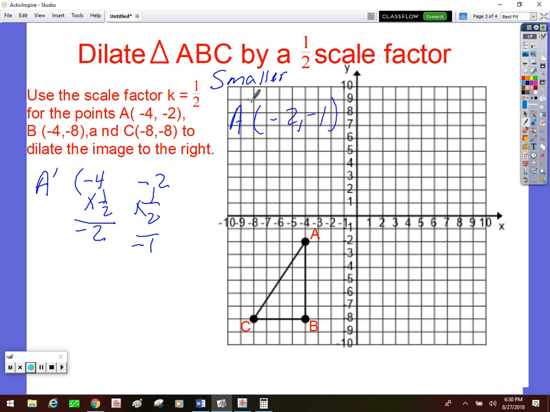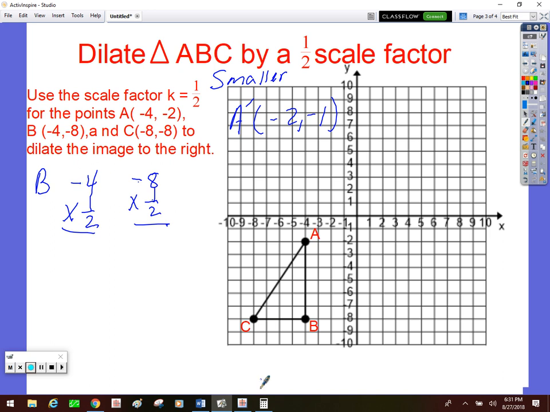All right, let's go with B right quick. Let me erase this over here, and we'll just keep using this point over here to do the math with, okay? So we got B. We have negative 4 times 1/2. Now, some of you may say, well, I'm really dividing, and yes, you are. If you multiply by 1/2, you're really dividing by 2. And some of you may say, I'm just going to take half, but I want you to get used to doing this with multiplication because sometimes you may not be able to do it in your head, okay?